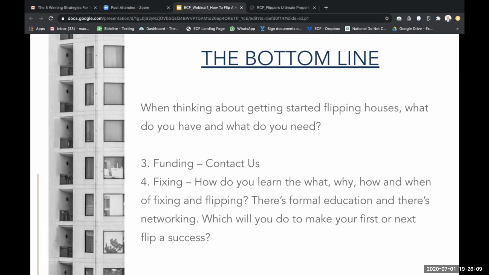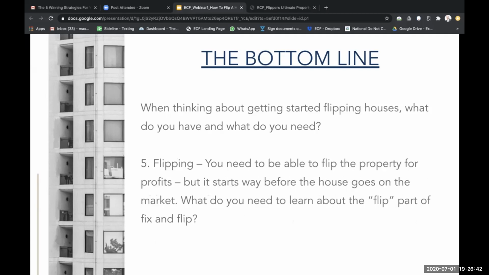Fixing: how do you learn what, when, where, and how to fix a deal? There's formula education, there's networking, and possibly Real Estate IQ can connect you to good contractors. My company has third-party providers: title, insurance, lawyer, contractors, carpenters. Give us a call. Let's talk about your deals and where you need help. We can get you there. We're all about getting you to a celebratory close. You don't make money, we don't make money. You're not successful, we're not successful. So my goal is to get everybody to a celebratory closing so everybody can be successful.